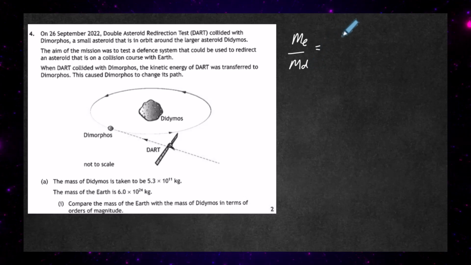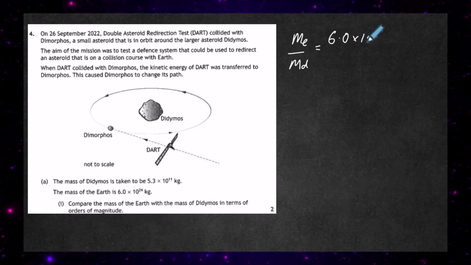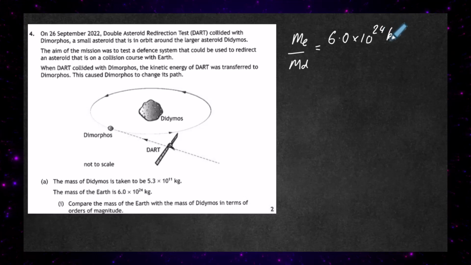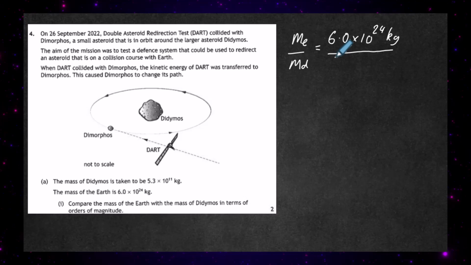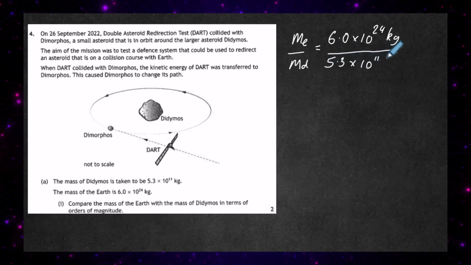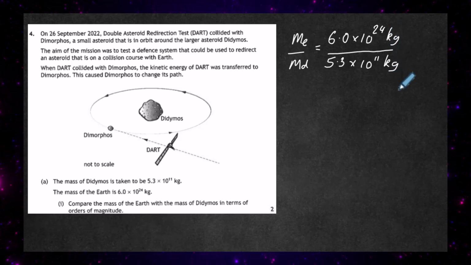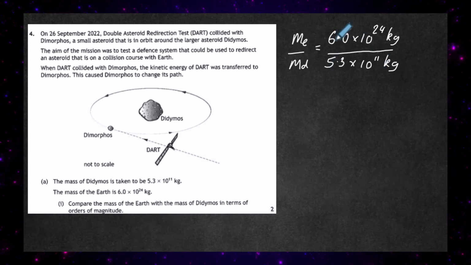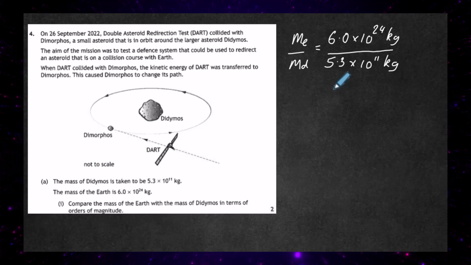We put in our numbers. The mass of the Earth is going to be 6.0 times 10 to the power 24 kilograms. We divide by the mass of Didymos, which is 5.3 times 10 to the power 11 kilograms. Now we're just comparing things, so the kilograms will cancel out. Now we're comparing orders of magnitude. We look at these two front numbers first, and 6 divided by 5 is roughly equal to 1. So as an estimate, we can just say 1.